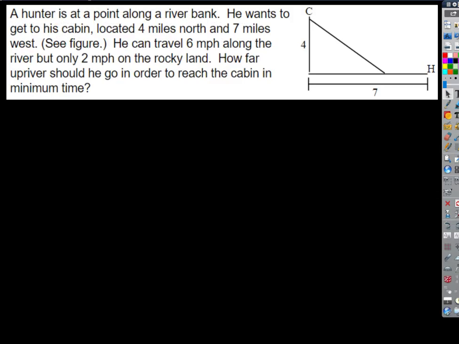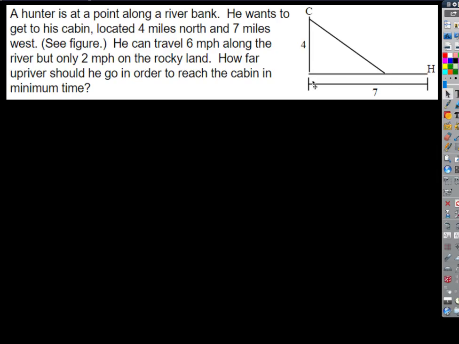Let's talk about this, just in general, how we're going to do this. Okay, so what about this here? You have to familiarize yourself with the problem. Here, H is for hunter, C is for cabin.